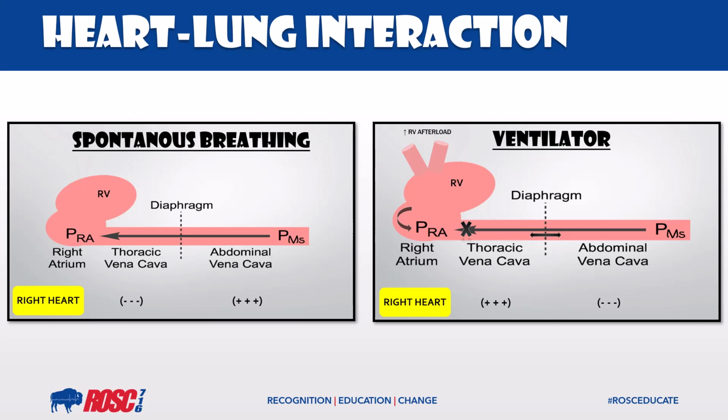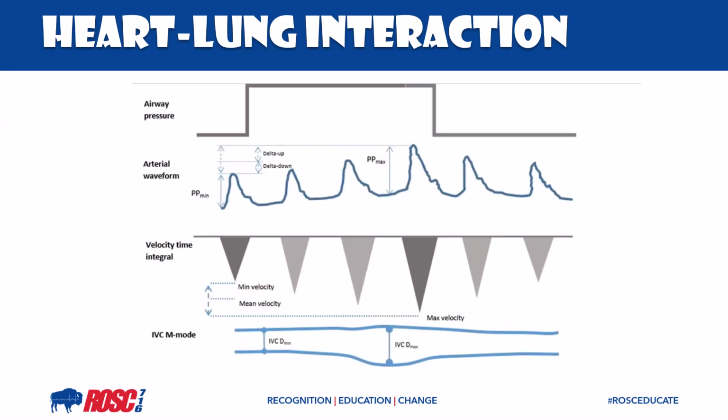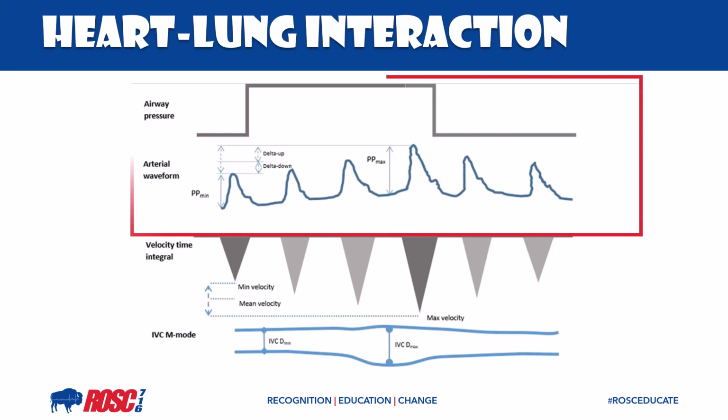So simply stated, when you introduce positive pressure ventilation, you increase intrathoracic pressure, and this compresses the great venous vessels and the right heart. It decreases venous return and subsequently cardiac output. To expand on this concept, let's take a look at this graphic. Let's focus on the red box here. We have airway pressure and arterial pressure. It's easy to conclude that the patient's on positive pressure ventilation due to the positive deflection in the airway pressure in the pressure time graphic.